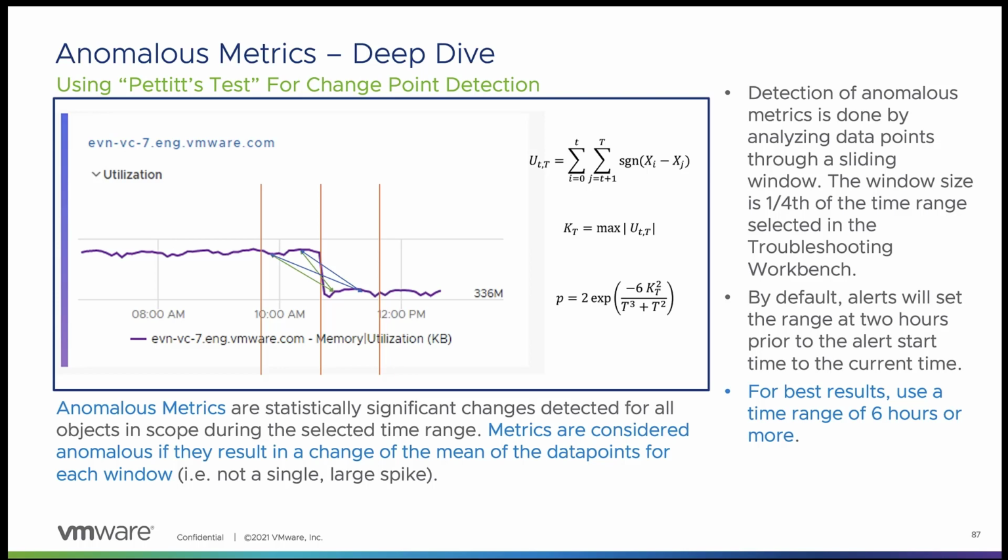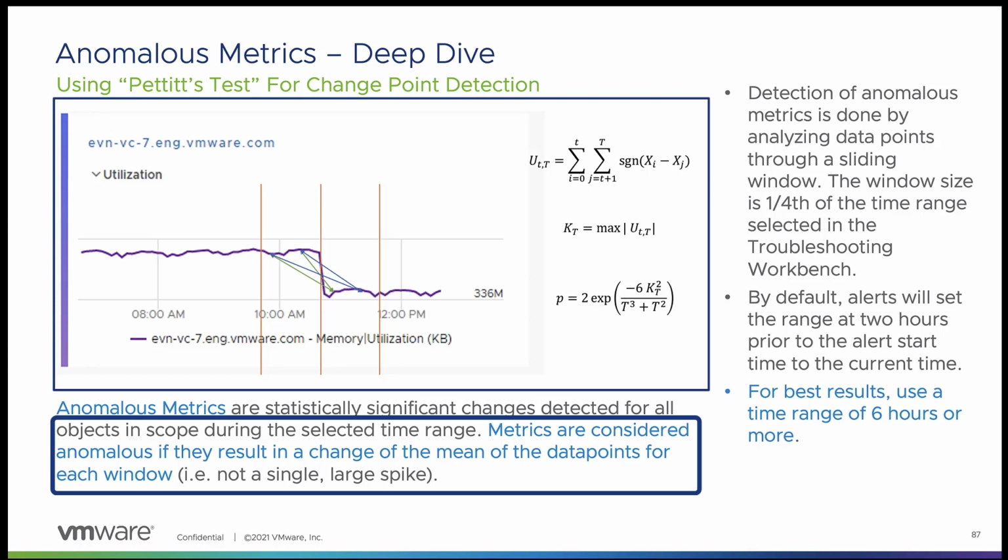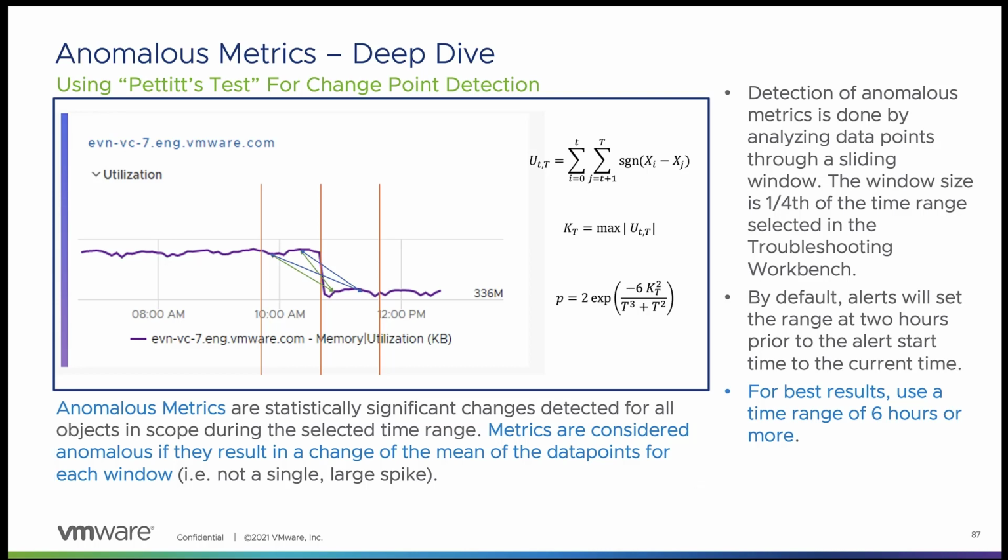However, the part that we want to look at is the part in blue underneath the picture there. Metrics are considered anomalous if they result in a change of the mean of the data points for each window. So a change in the average of the data points for our time range will result in something being considered anomalous. There's a sliding window that's going to go through and calculate the average for our specific time range, and if we have a difference in our average, that's when we're going to say, okay, this is now an anomalous metric.